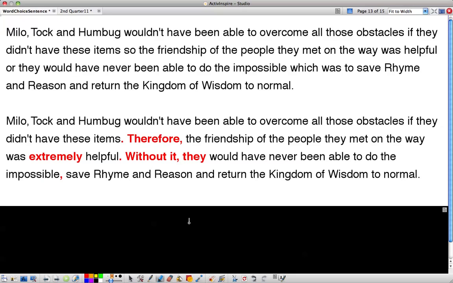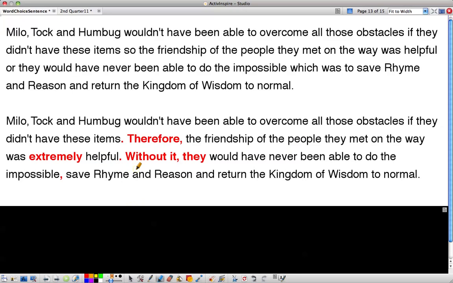So separating out the sentences and varying a bit. We've got, Milo, Tock, and Humbug wouldn't have been able to overcome all those obstacles if they didn't have these items. That's it. That's one complete thought. But the next thought carries on from the first, so I'm going to use a connecting word to start the sentence off so that it flows naturally from one to another, so you've got good flow. Therefore, the friendship of the people they met on the way was extremely helpful. I added extremely because I thought it sounded better. And then that's the second thought, so I'm going to end that.